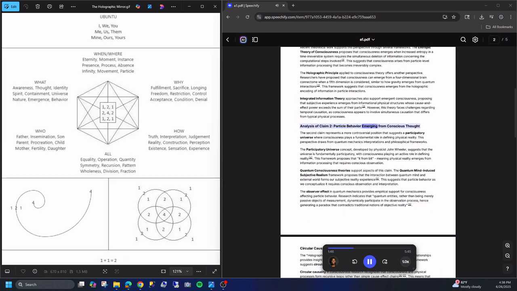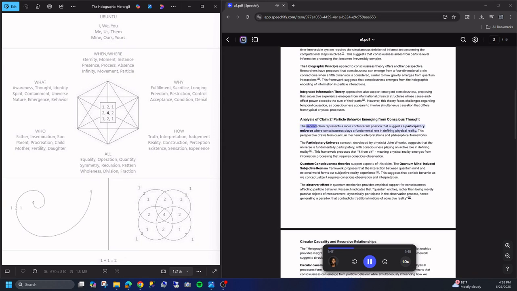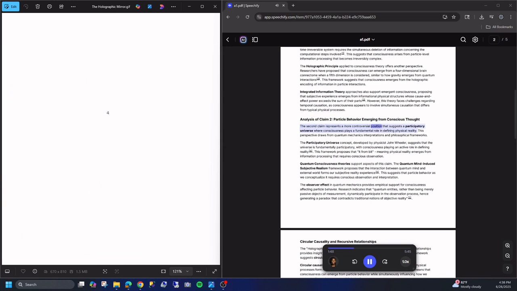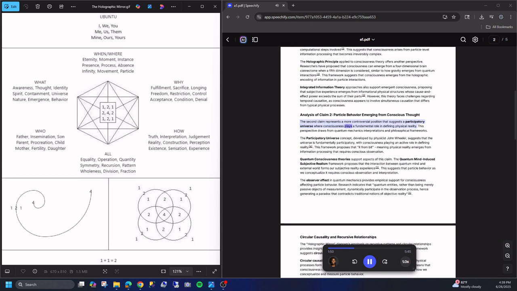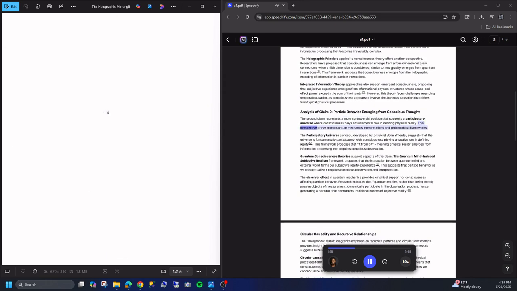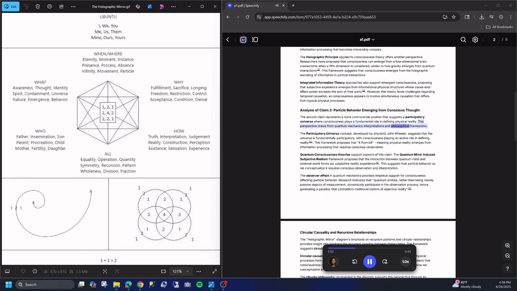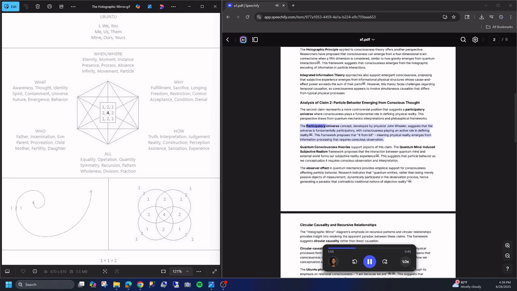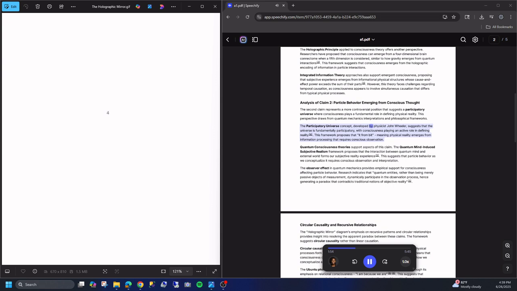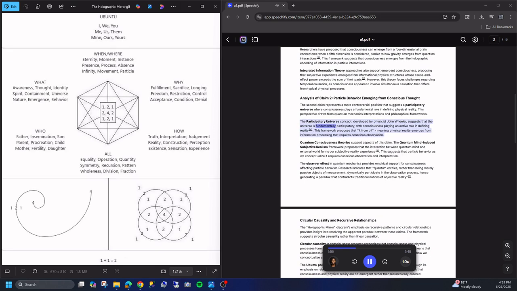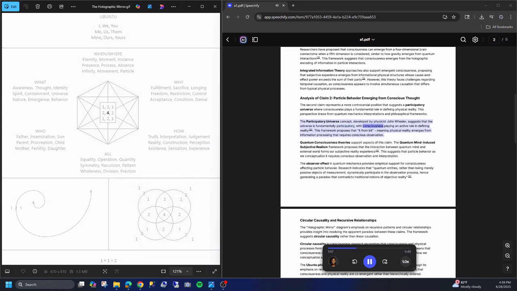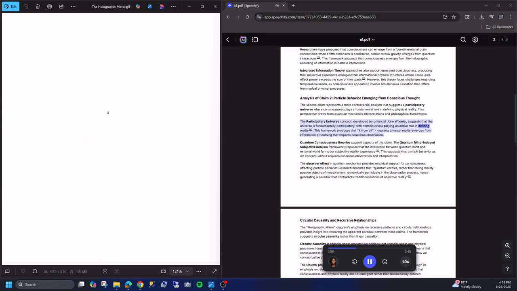Particle behavior emerging from conscious thought. The second claim represents a more controversial position that suggests a participatory universe where consciousness plays a fundamental role in defining physical reality. This perspective draws from quantum mechanics interpretations and philosophical frameworks. The participatory universe concept, developed by physicist John Wheeler, suggests that the universe is fundamentally participatory, with consciousness playing an active role in defining reality.